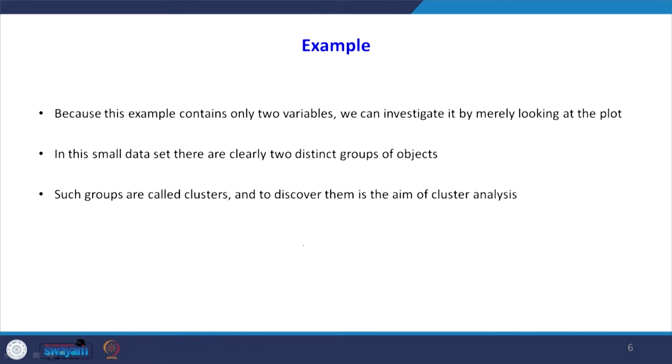Because this example contains only two variables, we can investigate it by merely looking at the plot. In this small data set, there are clearly two distinct groups of objects. Such groups are called clusters, and to discover them is the aim of cluster analysis. So, this is the purpose of our class. What is going to be there in coming classes? We will be having different types of data. We are going to cluster that different data into different groups.